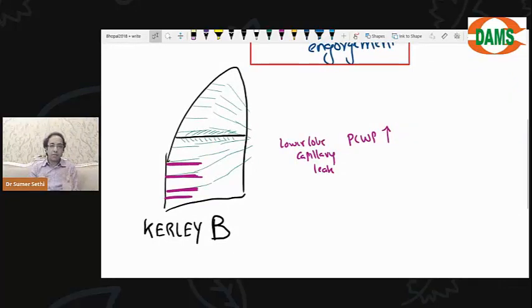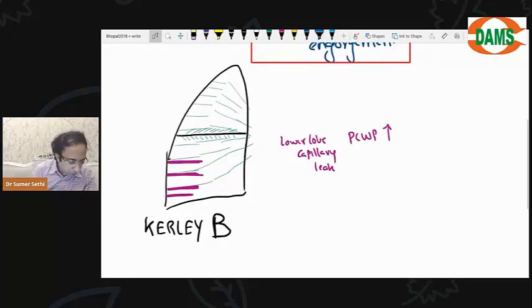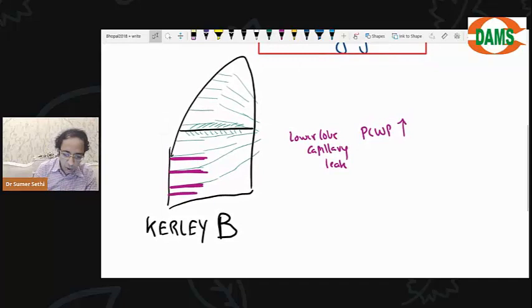Curly B lines are a finding that you see in heart failure because of interstitial edema, because of lymphatic engorgement. These are horizontal lines starting at the pleura, seen at the lung base. Everybody understands? Very good. Described by Dr. Curley. Okay. Now let's see if you can answer.